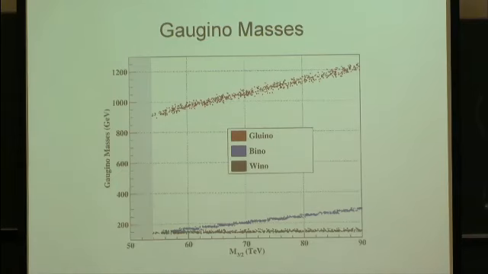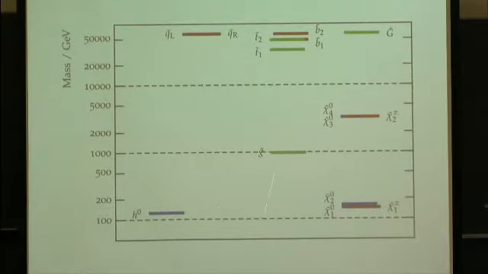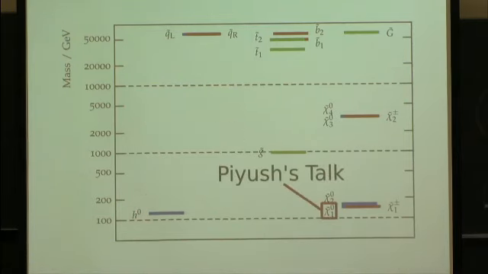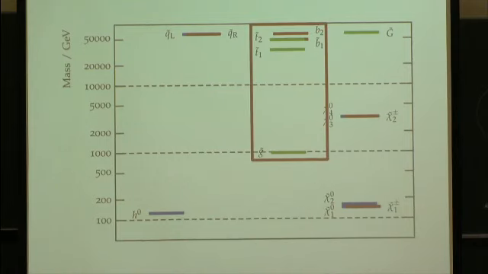So combining all I have said, we have the scalar masses proportional to M_3/2 at 50 TeV, and the Wino mass suppressed. This is a typical feature of the spectrum. Gordy already talked about the Higgs mass, and Piyush just talked about the 145 GeV Wino LSP. And in this talk, I'm going to first talk about the Gluino mass, the Gluino search, because this is sort of the lightest color charged particle you can see at the LHC.